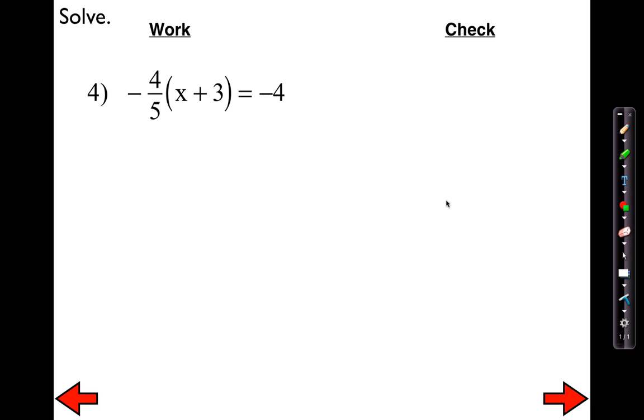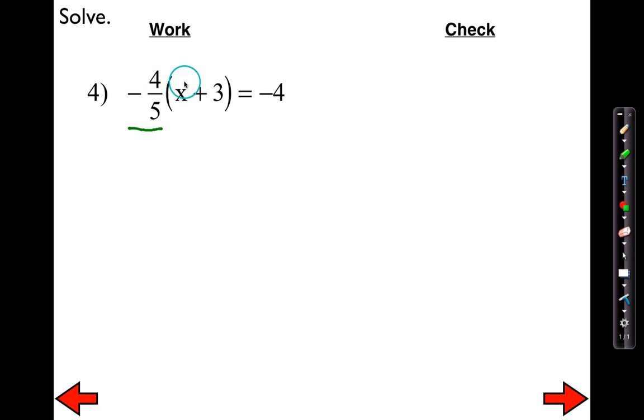Okay, last but not least, go ahead and pause the video and try number 4 by yourself. Okay, so we're going to go ahead and try number 4. Number 4 is slightly different. Why? Because for number 4, we're distributing a fraction, but guess what? The steps are going to be exactly the same as before.